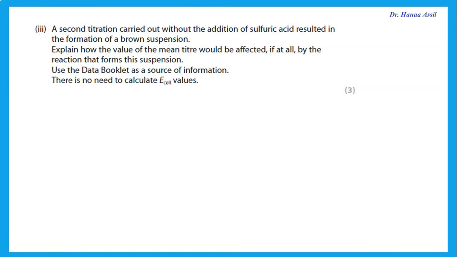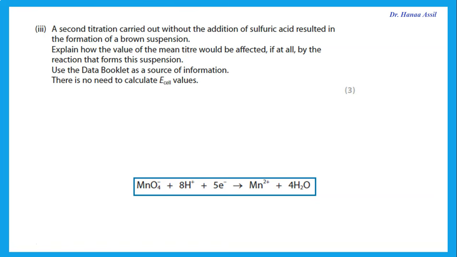A second titration carried out without the addition of sulfuric acid resulted in the formation of a brown suspension. Explain how the value of the mean titer would be affected, if at all, by the reaction that forms this suspension. So we are doing the reaction with the sulfuric acid. Without the sulfuric acid, it forms a brown suspension. What is the brown suspension? The brown suspension would be the manganese dioxide that is formed.